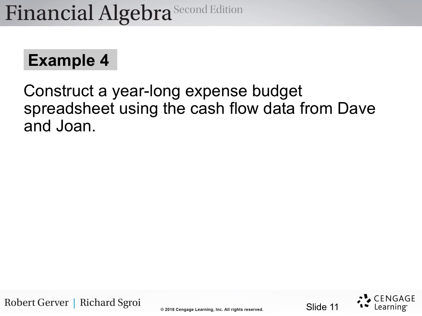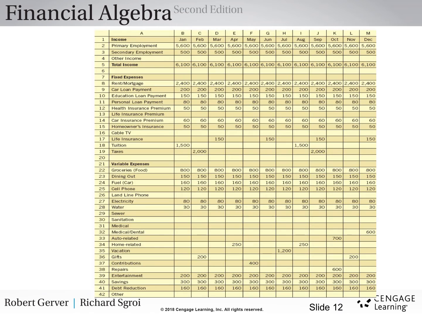Now, let's construct a year-long expense budget spreadsheet using the cash flow data from Dave and Joan. So in the past, they created a monthly spreadsheet. Now we're going to create something that's the full year with a spreadsheet. And as you can see, here's your full year. Here's your income up here in the top left. Now, they've divided it up into each month. So you've got January, February, March, April, all the way through to December. So they have each of the months listed here.